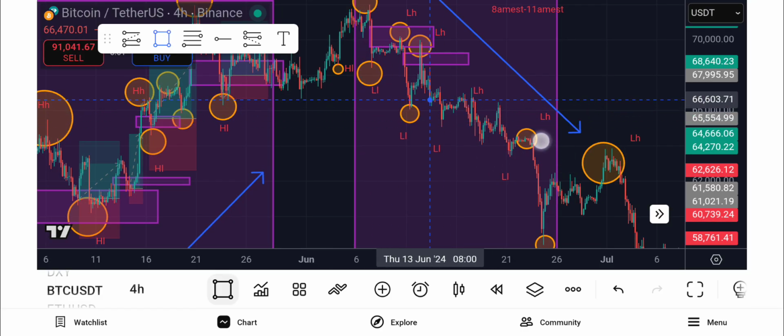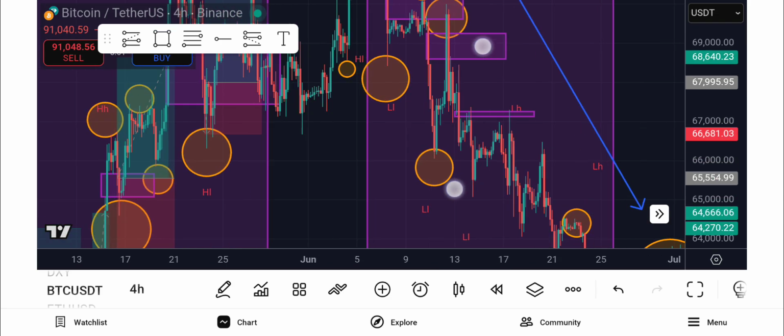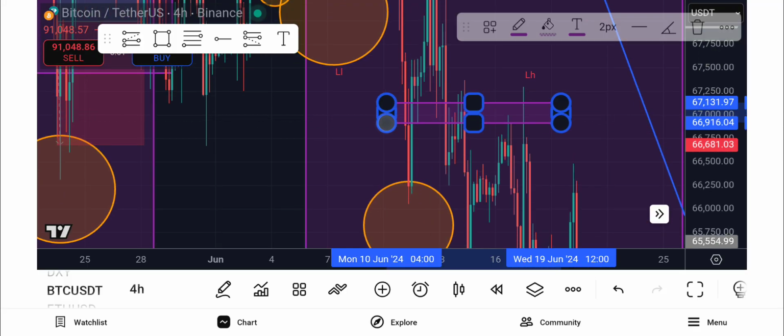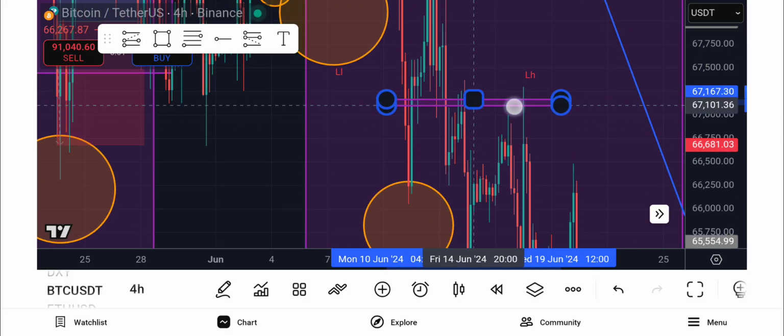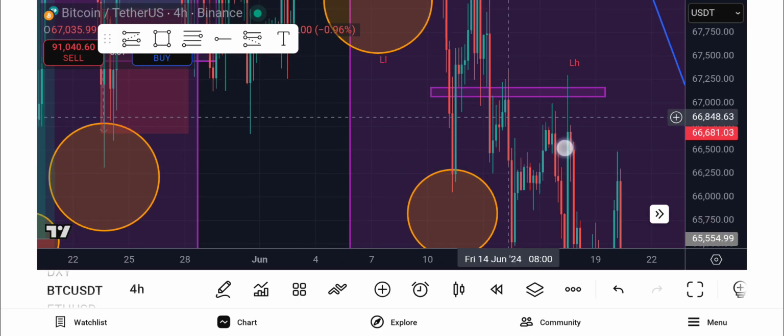What are we looking for? 1, 2, 3. It's very tiny, but guess what? That's a fair value gap. Let me zoom in so you guys can see that. Look. 1, 2, 3. Fair value gap right here.